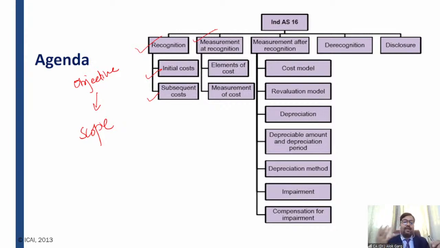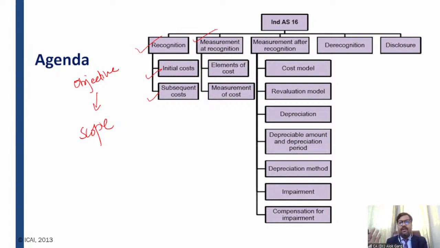We'll talk about what are the allowable costs which come under the purview of capitalization, and what are the costs which do not come under the purview of capitalization. So we'll talk about the measurement part also. Then we'll talk about measurement after recognition. It means that once an asset has been recognized in the books of the company, in the balance sheet, then what happens after that?